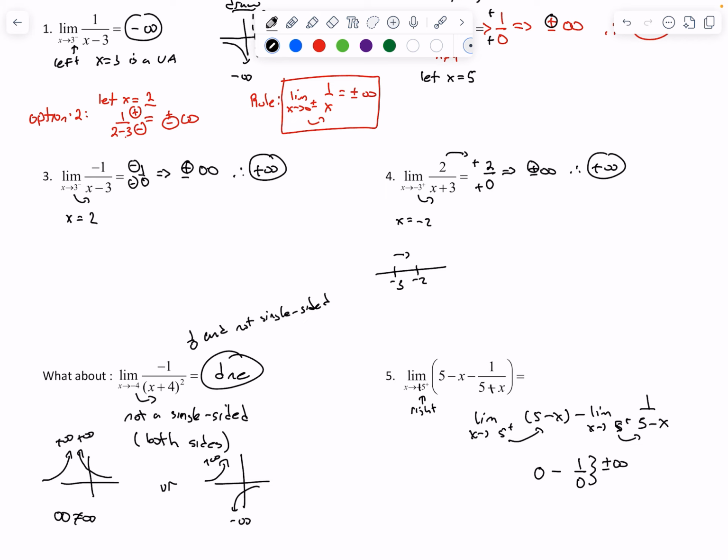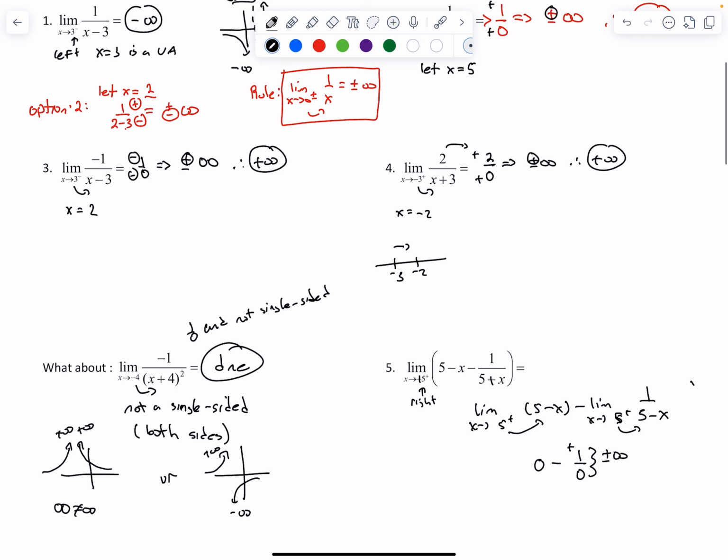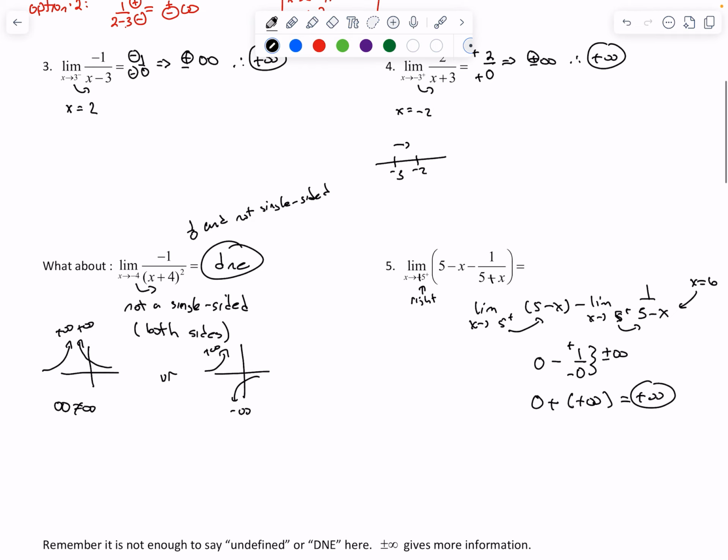Well, be careful. The top one is already positive. The bottom, I'm going to pick a number close to 5, but from the right. I am going to let x equal 6 and plug it in. 5 minus 6 is a negative, so the bottom is negative. So what happens here is we get 0 minus, and this becomes a negative infinity. And of course, the two signs change, becomes positive infinity for us. So this is going to infinity right there for us. Very easy to do.